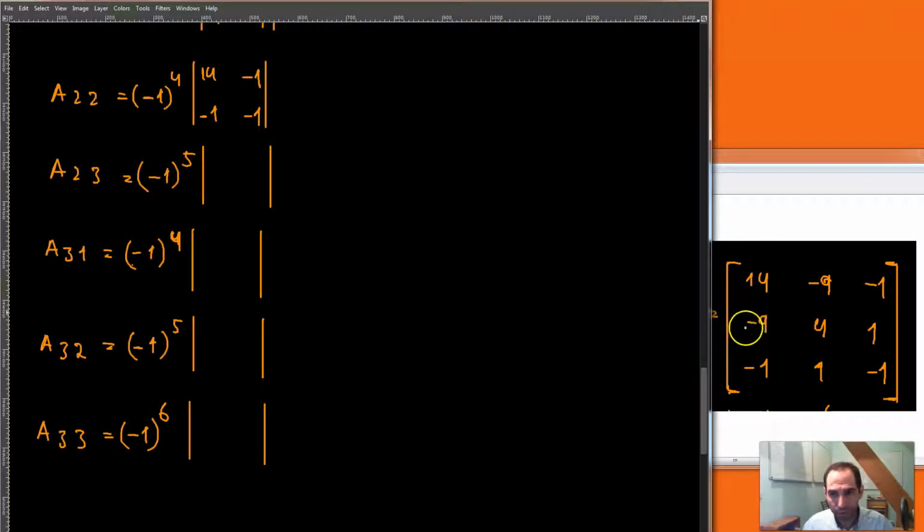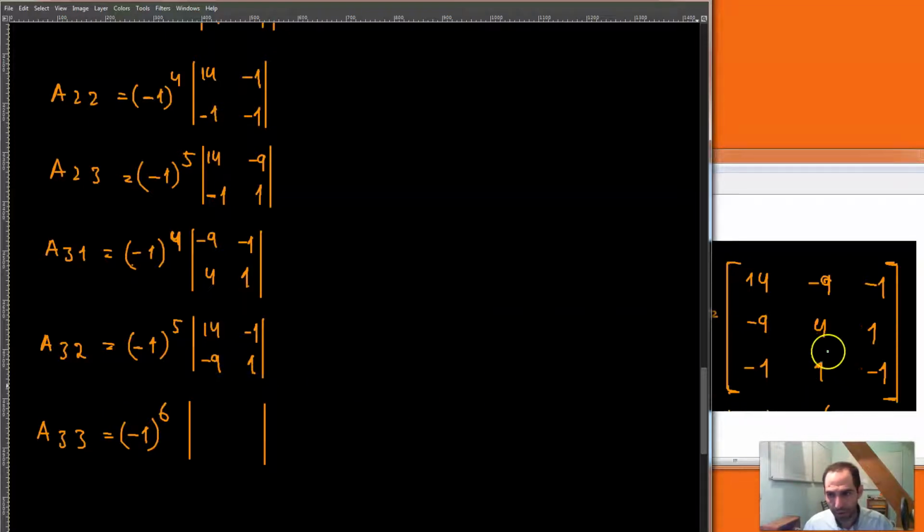And 2, 3 would be, delete this column and delete this row, so you get 14, -9, -1, 1. And 3, 1 would be, delete this row, delete this column: -9, -1, 4, 1. And 3, 2 would be row 3 and column 2, so 14, -1, -9, 1.